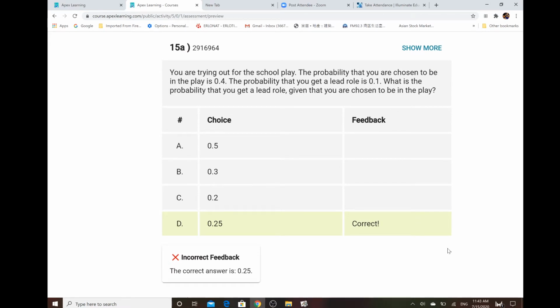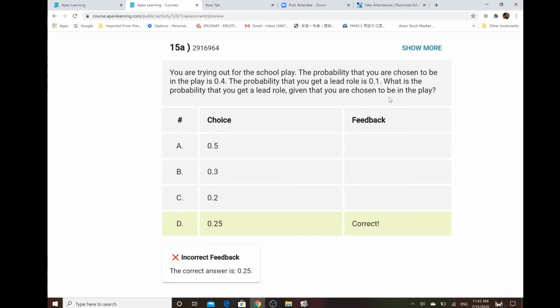Now number 15, you're trying out for a school play. The probability that you're chosen to be in the play is 0.4. And the probability that you get a lead role is 0.1. So what's the probability that you get a lead role given that you're chosen to be in the play? The way to do it is we basically just need to combine them together.